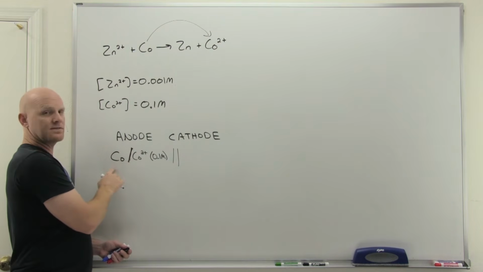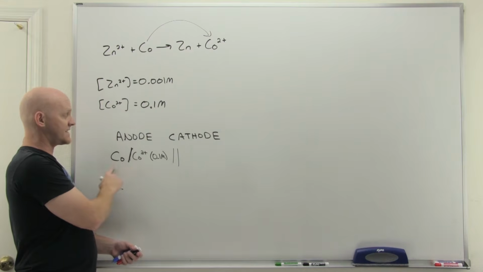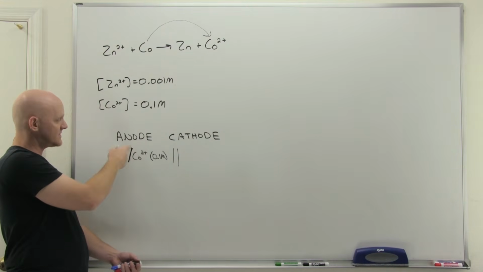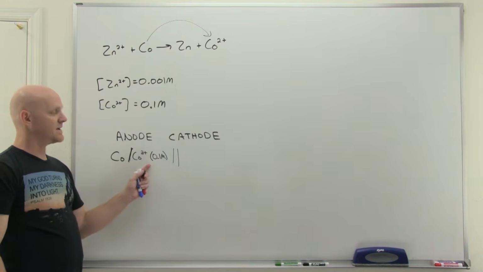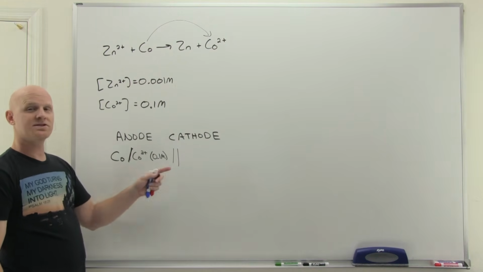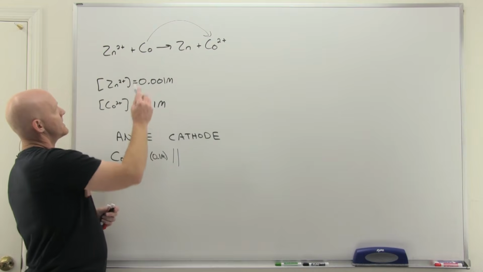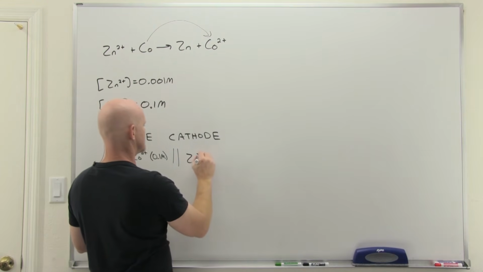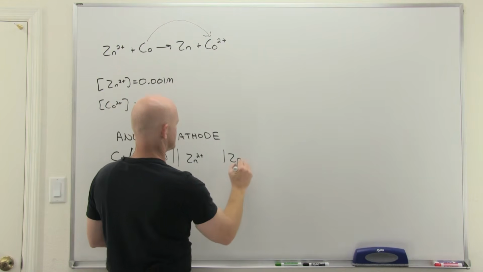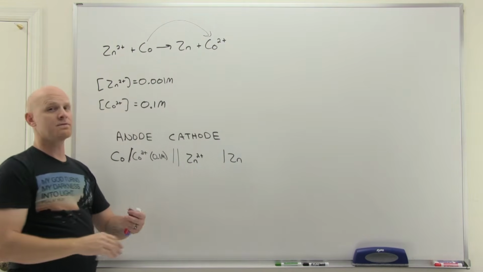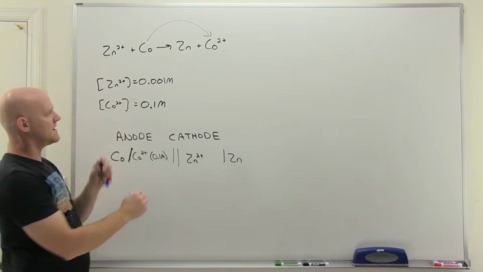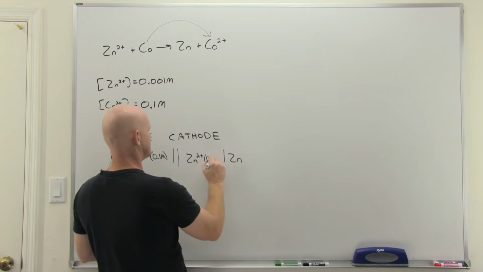If your two species, reactant and product, in your anode are of different phases, and here one's solid, one's aqueous, they get a slash between. And for separate half reactions, you put the double slash because they're in separate half cells. On the other side, we've got zinc 2+ as the reactant, zinc as the product. So we've got zinc 2+ slash zinc, and again a slash between them because they're in different phases. One's aqueous, one's solid. And for zinc 2+, we also want to put its concentration in parentheses.